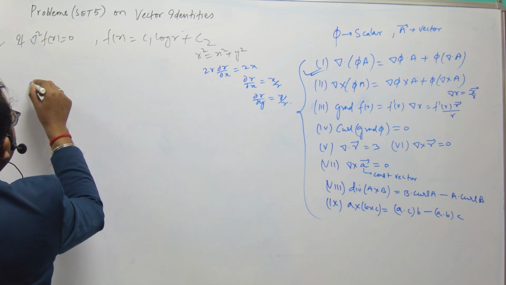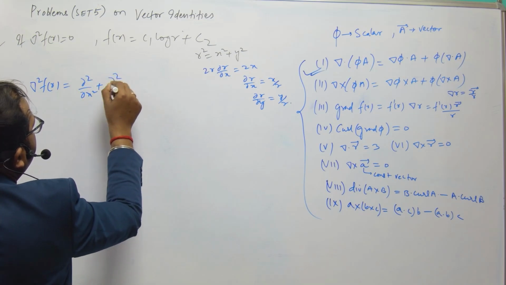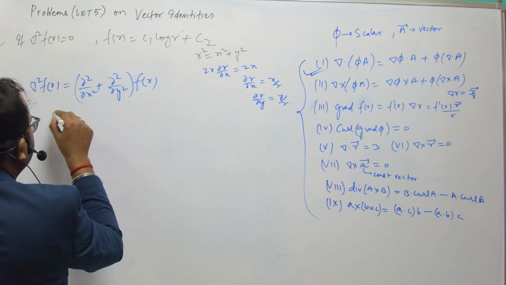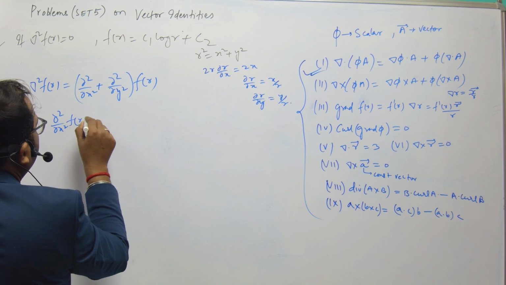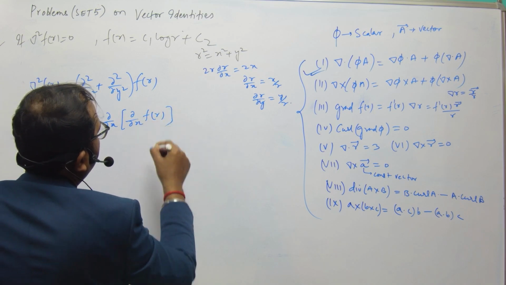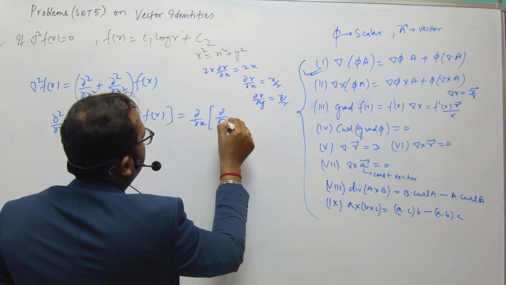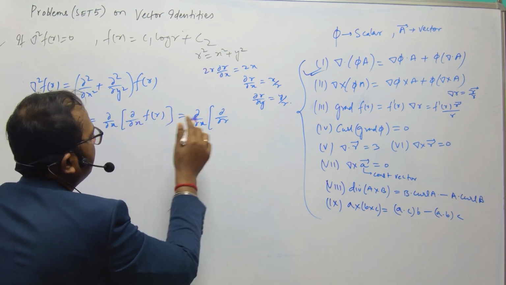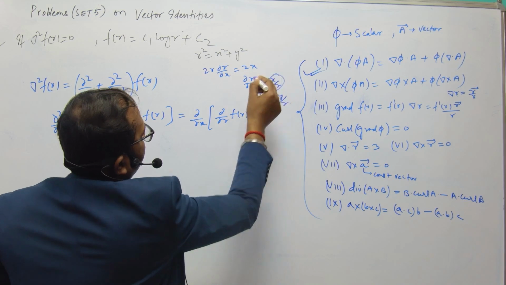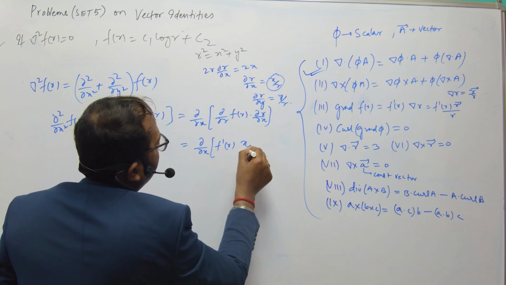So we have del square f of r. This we can write as del square upon del x square plus del square upon del y square of f of r. Let us find del square upon del x square of f of r. This is equal to del upon del x of del upon del x of f of r. We can further write this as del upon del x of del upon del r of f of r into del r upon del x. Del r upon del x is x upon r. This is equal to del upon del x of f dash r times x upon r.